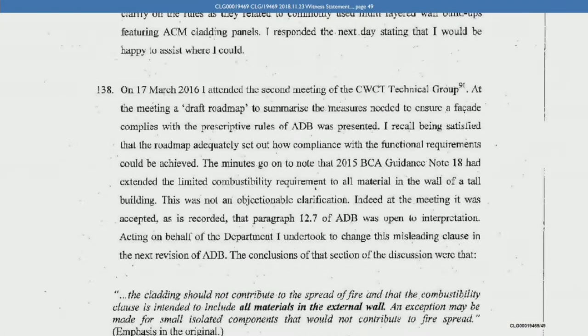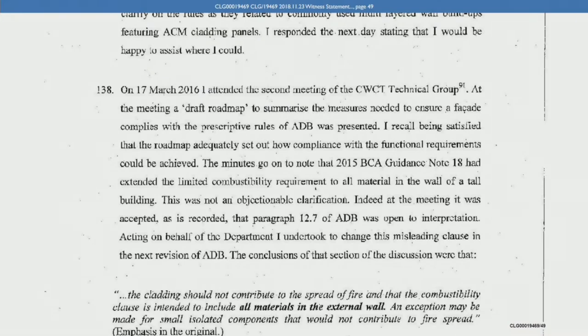On 17th March 2016, I attended the second meeting of the CWCT technical group. At the meeting, a draft roadmap to summarise the measures needed to ensure a facade complies with the prescriptive rules of ADB was presented. I recall being satisfied that the roadmap adequately set out how compliance with the functional requirements could be achieved. The minutes go on to note that 2015 BCA guidance note 18 had extended the limited combustibility requirement to all material in the wall of a tall building.